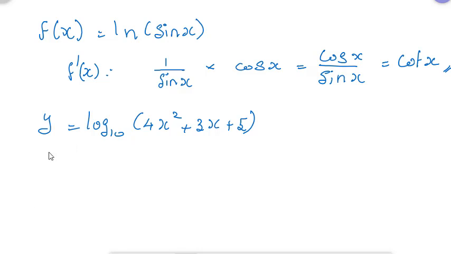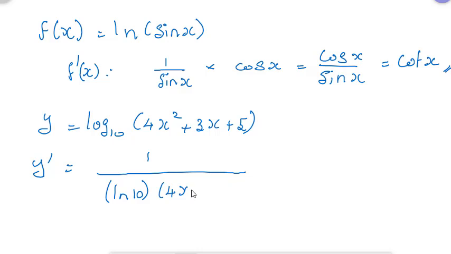And the next question: y is equal to log of tan 4x squared plus 3x plus 5. The same. First, I have to find the differentiation of log 10. I can write the whole value as the denominator, so I write 1 over, with log 10 written as ln 10, and the same 4x squared plus 3x plus 5.